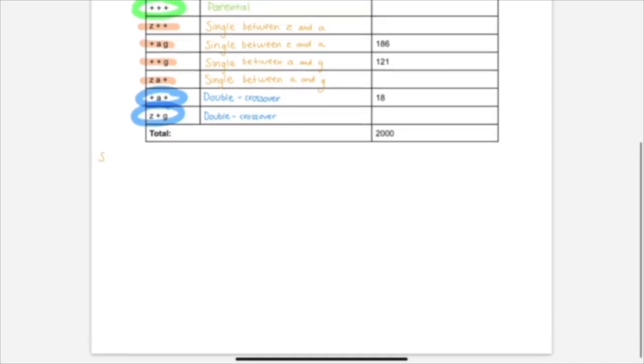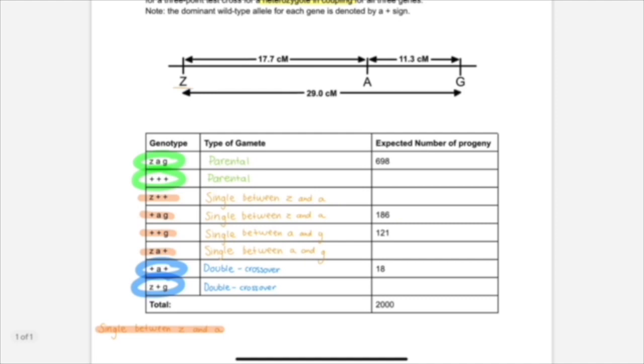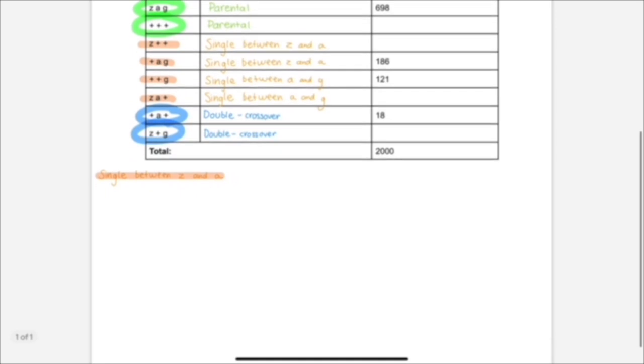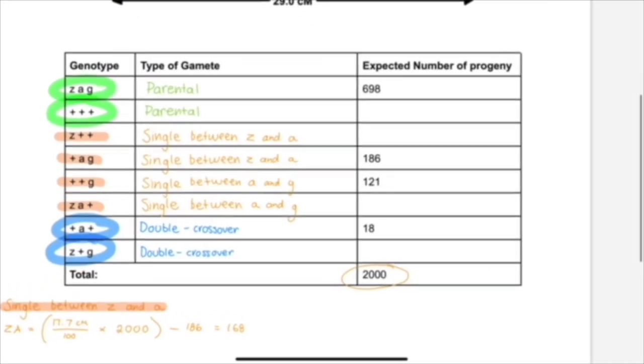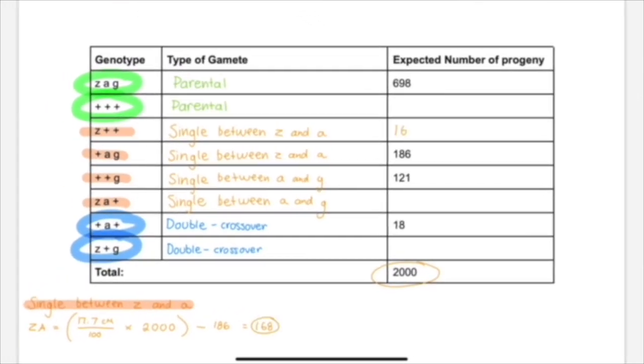We know that our distances on our gene map are equal to our recombination frequencies times 100. To get the expected number of progeny for a single crossover between Z and A, we see that we have 17.7 centimorgans, which are equivalent to map units. So we're going to divide that by 100 to get our frequency and multiply that by our total. The blank that we need to fill is the one that isn't already filled in, so we're going to subtract 186, which is already filled in, and we will get 168. We can just write that into the table, and that's our first expected number of progeny blank filled.